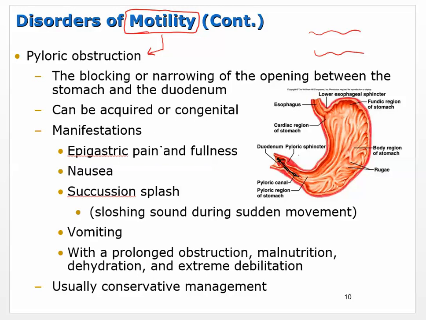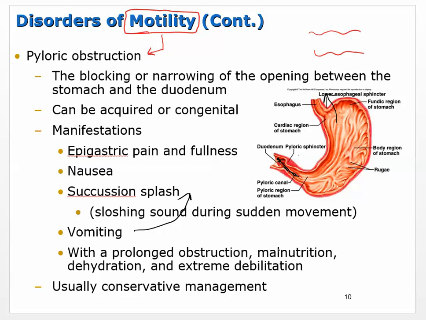Manifestations: epigastric pain, and fullness, especially. Your stomach is going to become swollen if food's not able to pass through the way it's supposed to. Nausea. You might end up moving that stuff back up. Succussion splash, which is a sloshing sound during sudden movement. We've all experienced that. It doesn't always mean your pyloric sphincter is obstructed, though, but it is associated with this. Vomiting, to get rid of the food that's in there since it's not leaving.